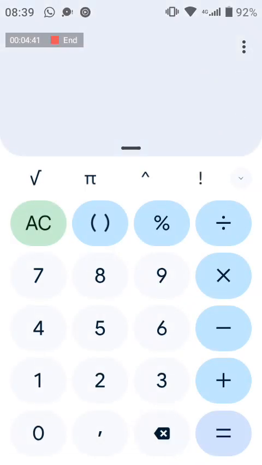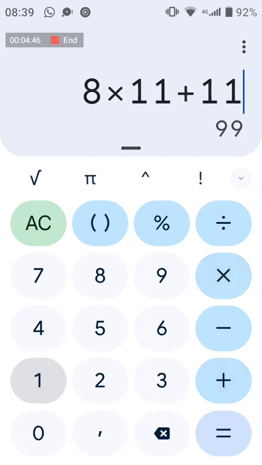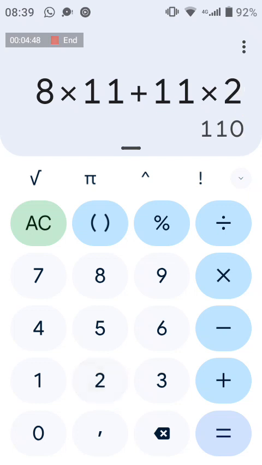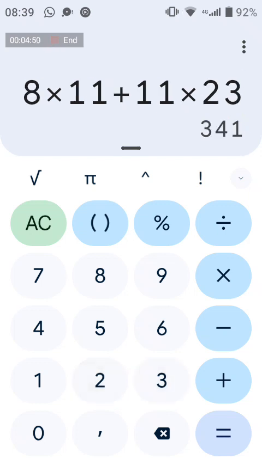Now we're going to say 8 multiplied by our current month, plus our current month multiplied by our current year. It gives me a playing code. I believe this code played yesterday on lunchtime.